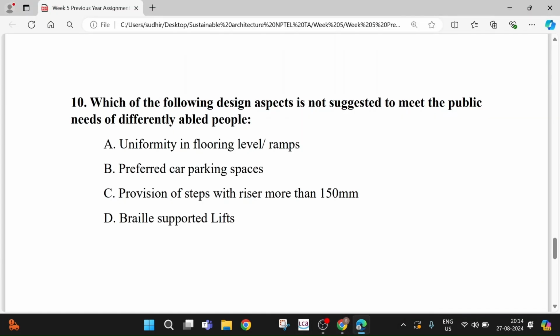C is the right answer because steps with a riser height greater than 150 mm can pose difficulties for differently abled individuals, particularly those with mobility impairments. Instead, ramps, lifts, and other accessible features should be provided to ensure inclusivity. So that's why option C is the right answer, which is not suggested to meet the public needs of differently abled people. Is it clear now to all of you?